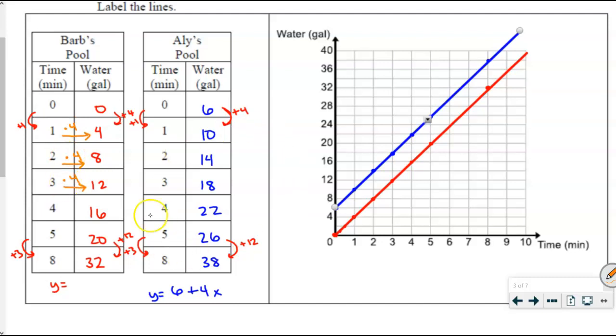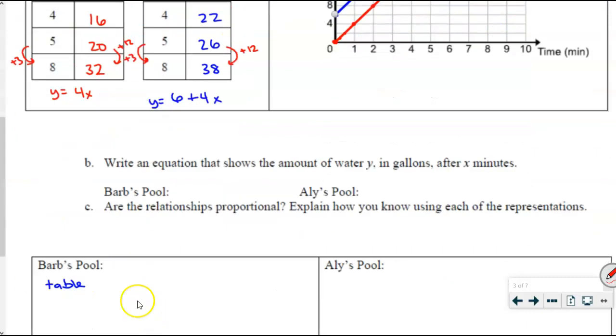Again, we can talk about how we can write those equations later, but since that's an 8th grade level problem, we're going to skip that for now. Y equals 4 times x. So we now have our 2 equations. Barb, y equals 4x. Allie, y equals the 6 gallons that she started with, plus 4 every minute. y equals 6 plus 4x.